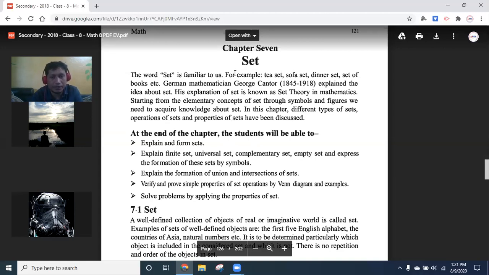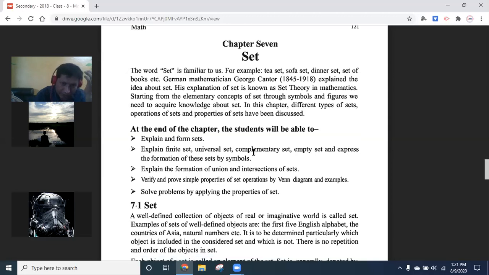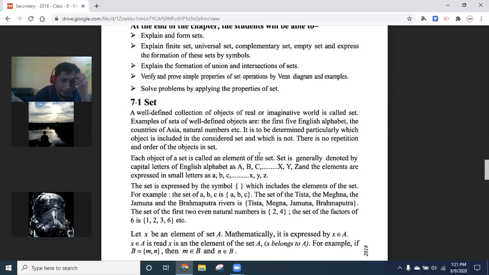I have told you the definition that a set is a collection of well-defined objects. The objects must be well-defined. Suppose A is a set of vowels of the English alphabet, then the members will be A, E, I, O, U. Each of them is called a member of the set.